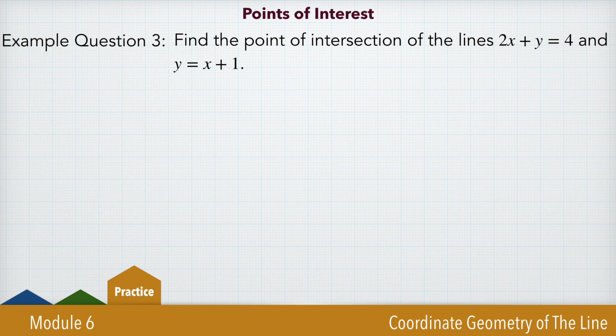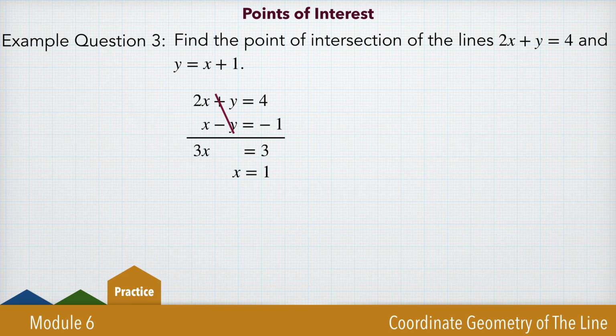In this question, we must find the point of intersection of the two given lines. As they are both linear equations, we will use the method of elimination. We start by writing them over each other. The y terms are equivalent, so we will eliminate the y variable. Doing so gives us an equation which can be solved for x, giving us a value of x is 1.